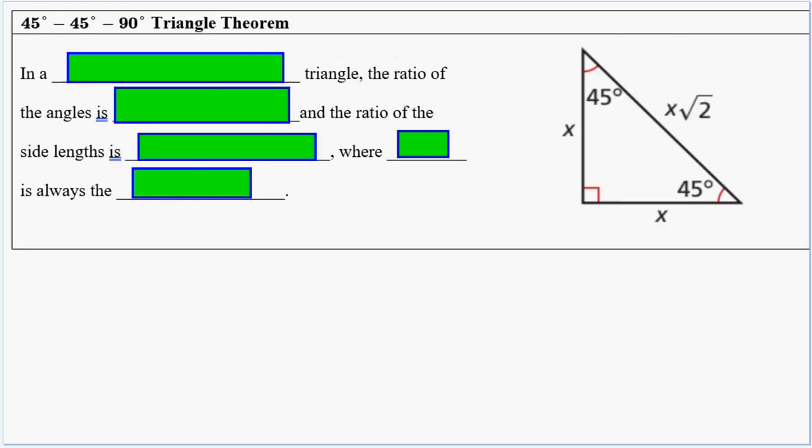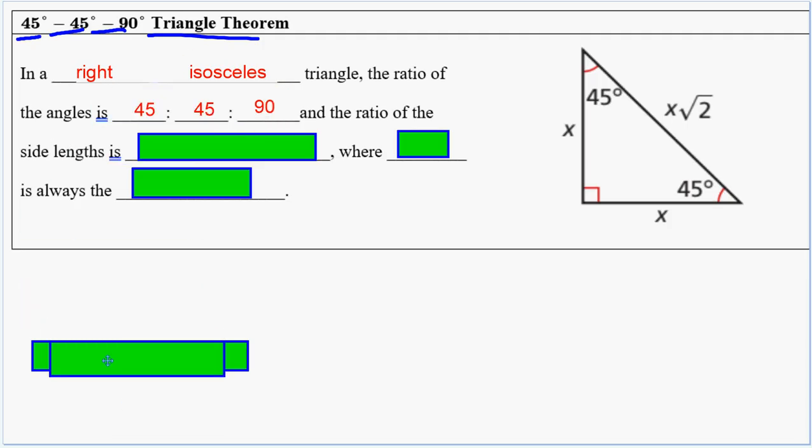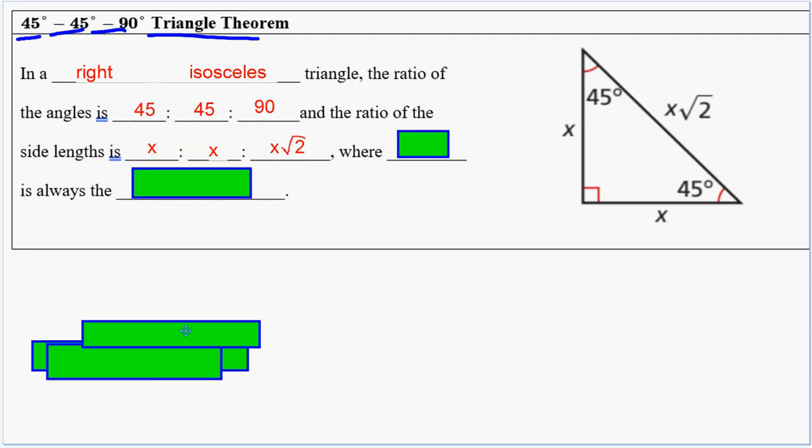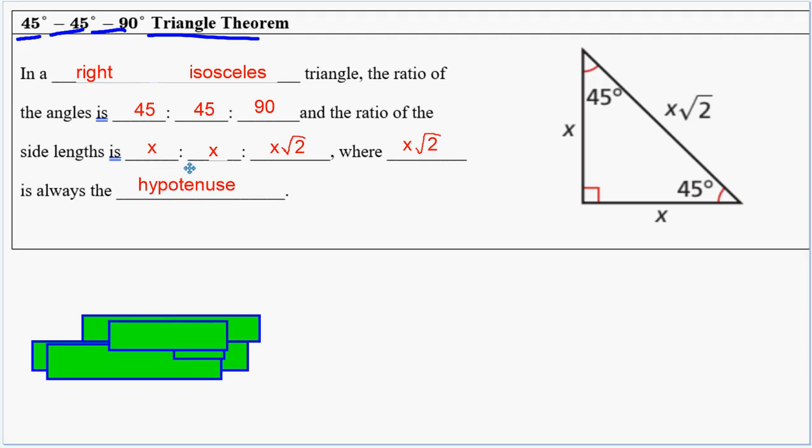So here's our official 45, 45, 90 triangle theorem, and our fill in the blanks. It says in a right isosceles triangle, the ratio of the angles is 45 to 45 to 90, and the ratio of the side lengths is x to x to x times root 2, where the x root 2 will always be the hypotenuse. So if we look over here at the picture, if I have this leg and I want to jump to the hypotenuse, I multiply by the root of 2.